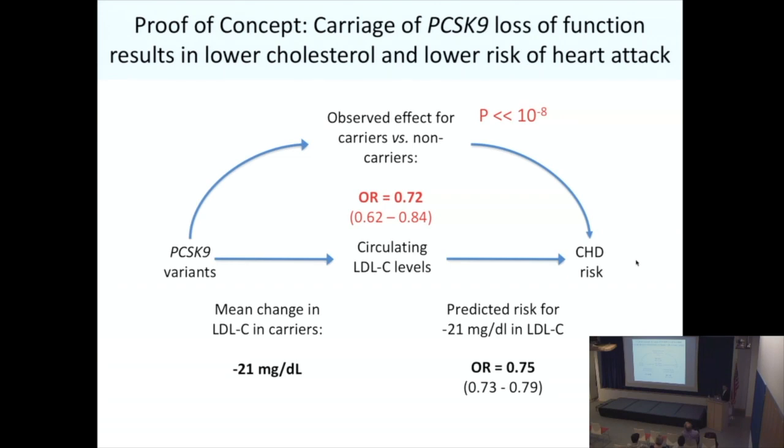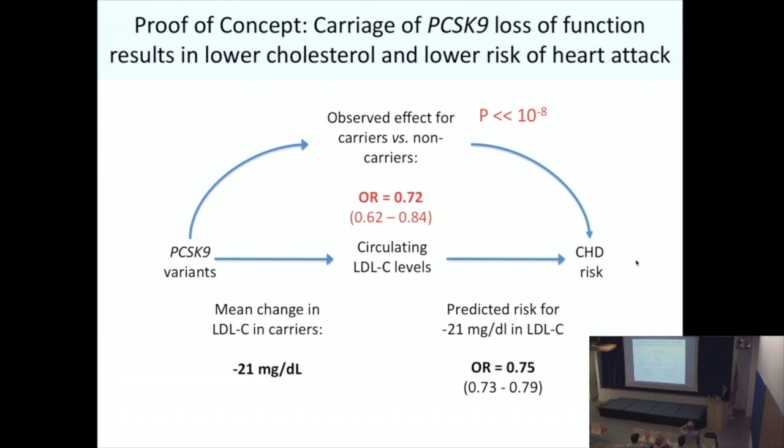And this involves loss of function mutations at this gene called PCSK9. So we know from human genetics data that loss of function mutations in this gene substantially reduce LDL cholesterol, on the order of 21 milligrams per deciliter, so a substantial change in LDL cholesterol. Based on epidemiological data, we know that lowering LDL cholesterol by that amount should lower hazard of heart disease by about a quarter.